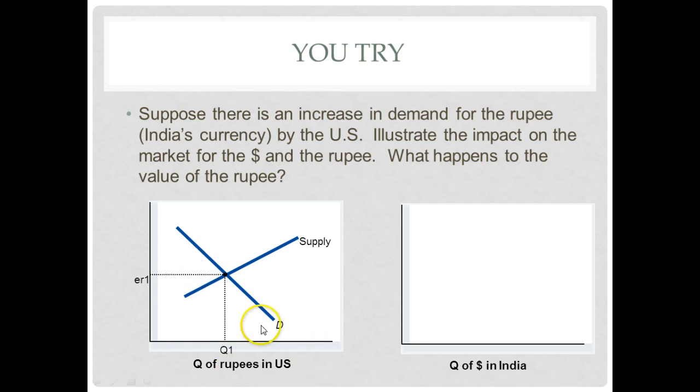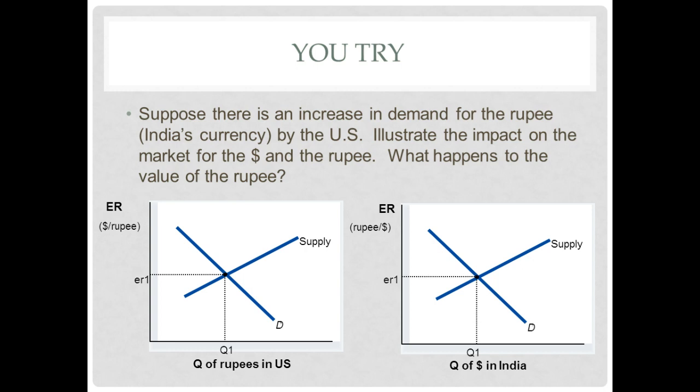The quantity of rupees in the US, we're going to do that market first. What is the price of a rupee in the US? The number of dollars that you get for a rupee. You also had to draw the graph for the dollar market in India. The price of a dollar in India is the number of rupees that you get per dollar. Of course, we have a supply and demand, and we marked our exchange rates. That's as far as we should have gotten at this point.